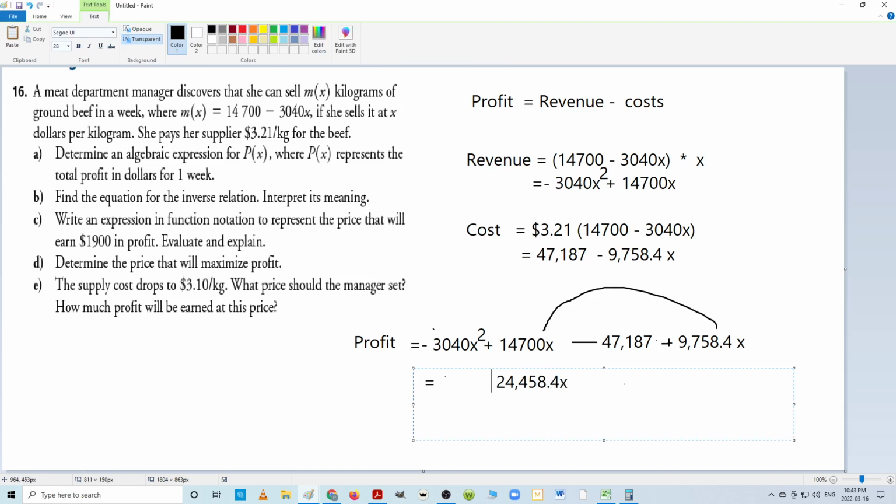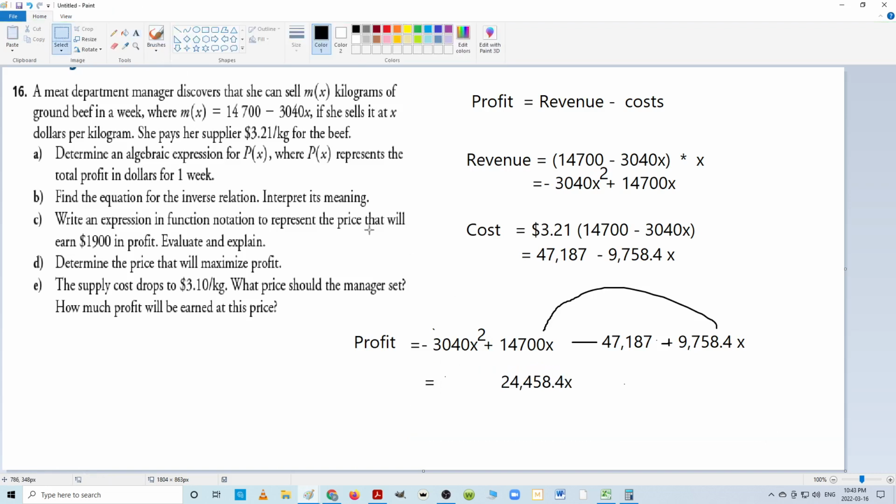So I just got to put it all together here. Minus 3040x squared plus, and then minus this. And like that. Okay, so now we have a profit equation. Find the equation for the inverse relation. Interpret its meaning. Well, if this is profit based on price, then if I inversed it, it would be which price should I set based on profit.